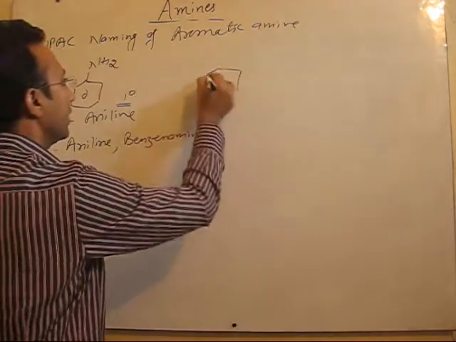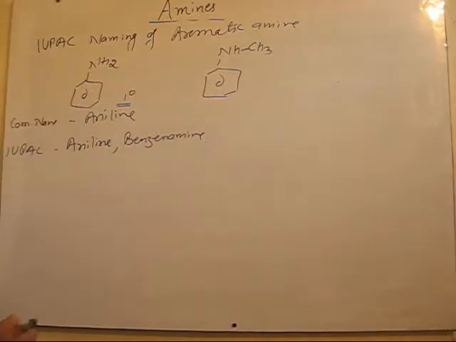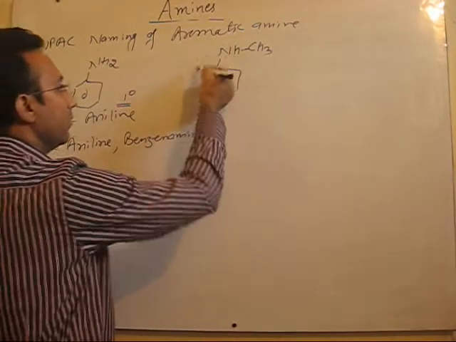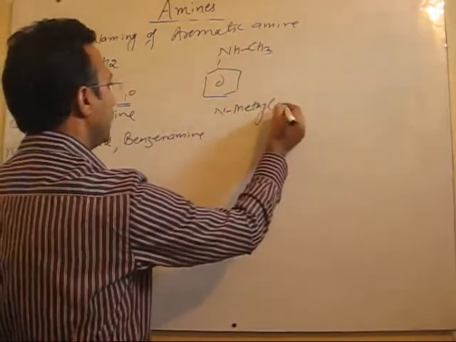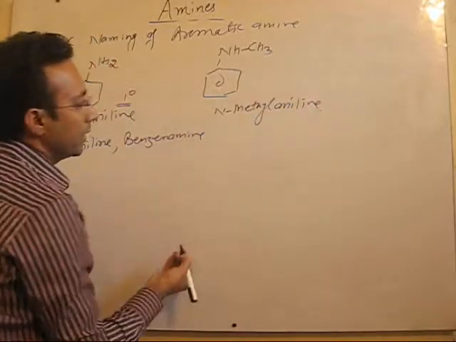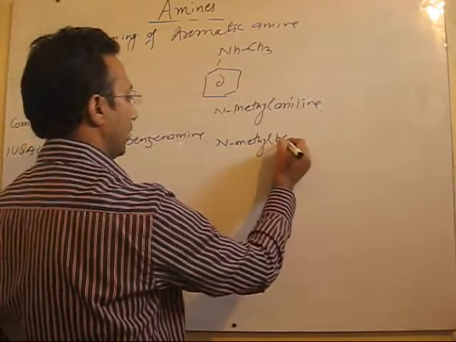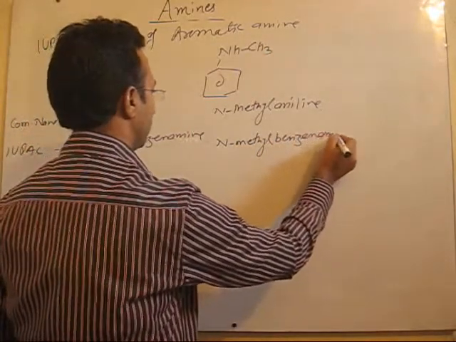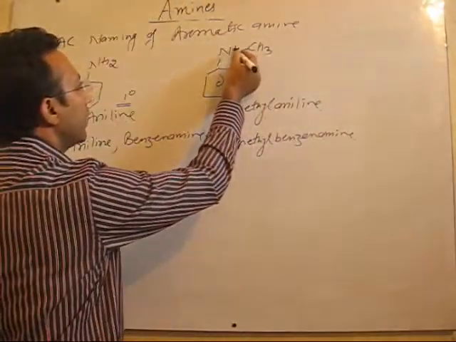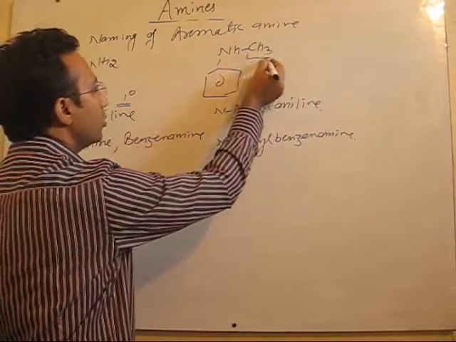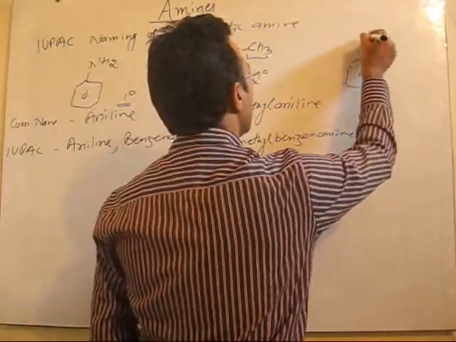Let me take one secondary here. The secondary is like this, say. Fine. So it will be treated as a derivative of aniline, the common name will be N-methyl aniline. While its IUPAC name can also be written N-methyl benzenamine. Right? Now you see, nitrogen having only one N-H bond or attached with the 2 carbons here, so it is secondary.